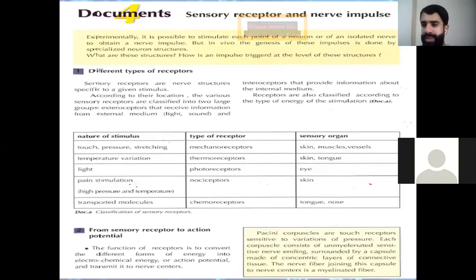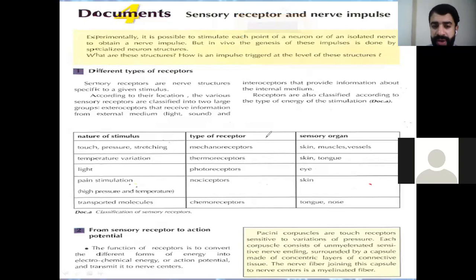While enteroreceptors provide information about the internal medium. This is according to their location, while according to their type of energy of stimulation, we have different types. So according to their location, either they are external or entero. External receptors receive information from the external medium. Entero receptors provide information about the internal medium. Now about the type of energy, let's start step by step.